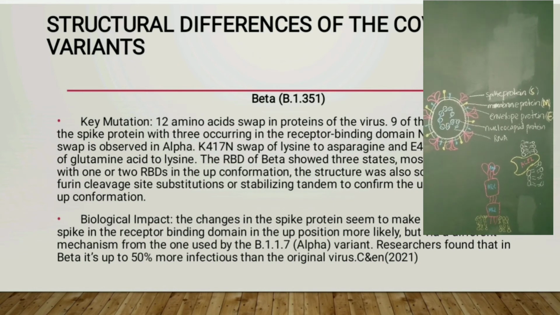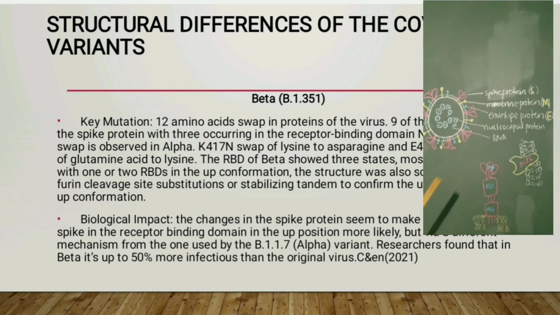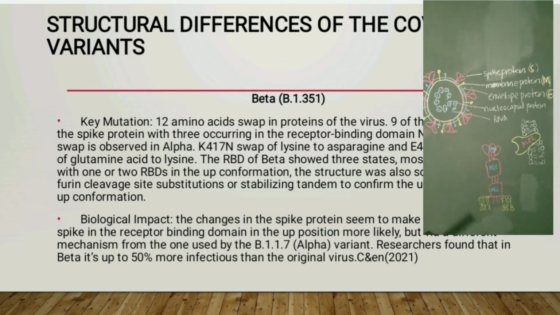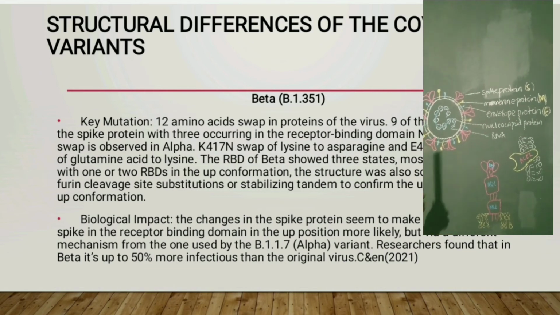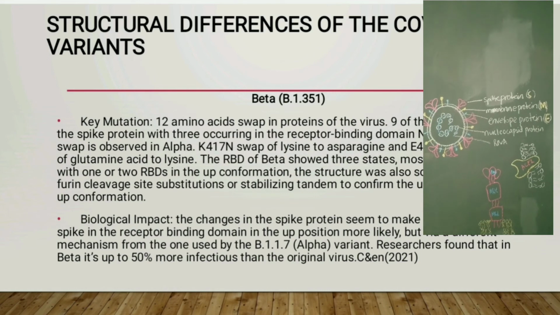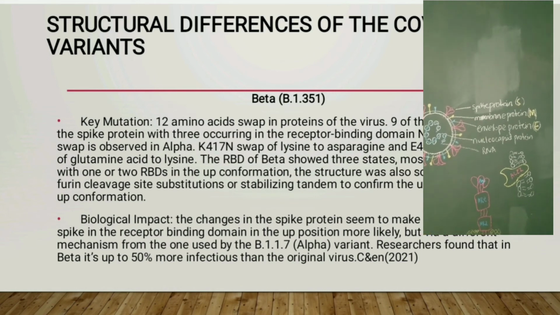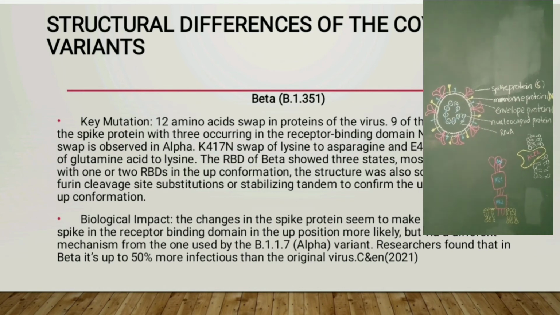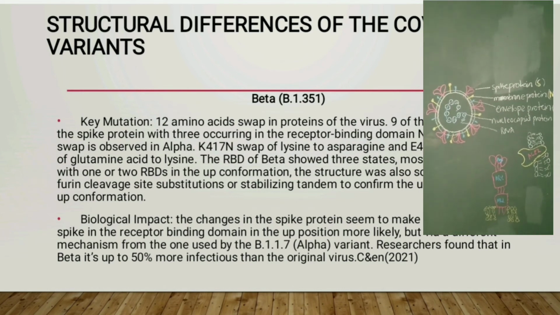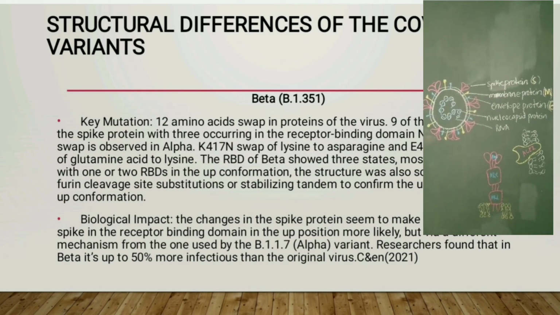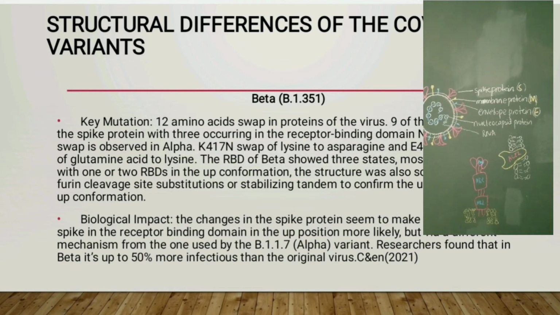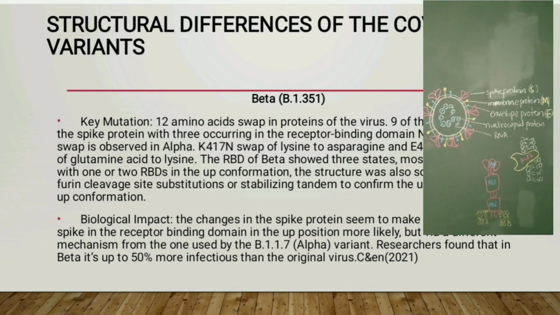So the biological impact: the change in the spike protein seems to make the form of the spike with the receptor binding domain in the up position that was stated earlier more likely, but via a different mechanism from the one used by the B.1.1.7 variant. Research has shown that this variant is up to 50% more infectious than the original virus.